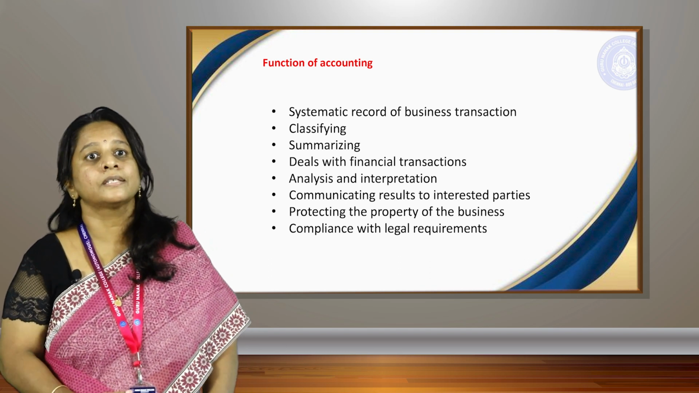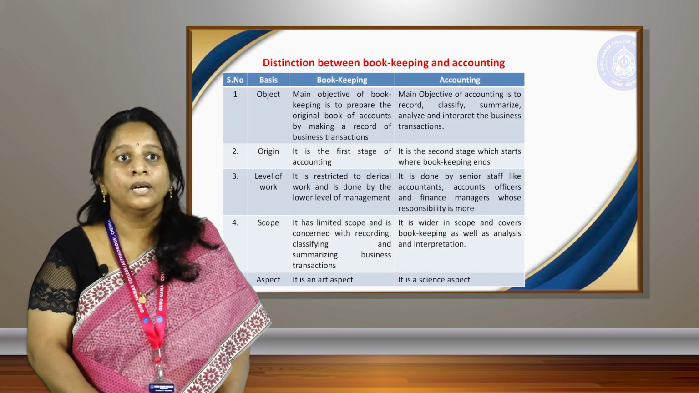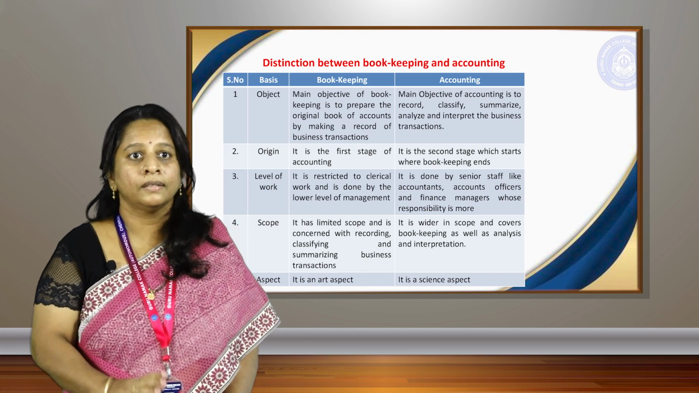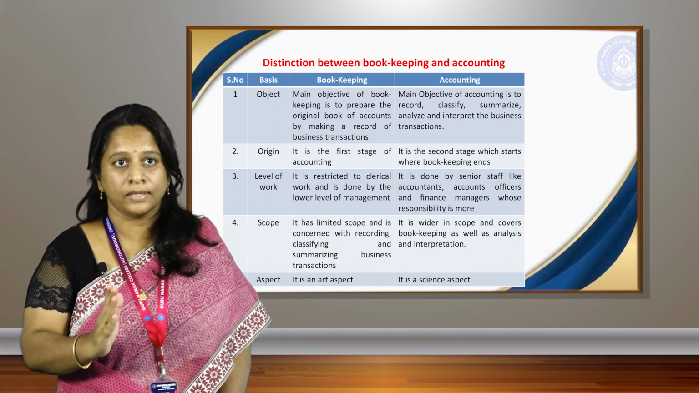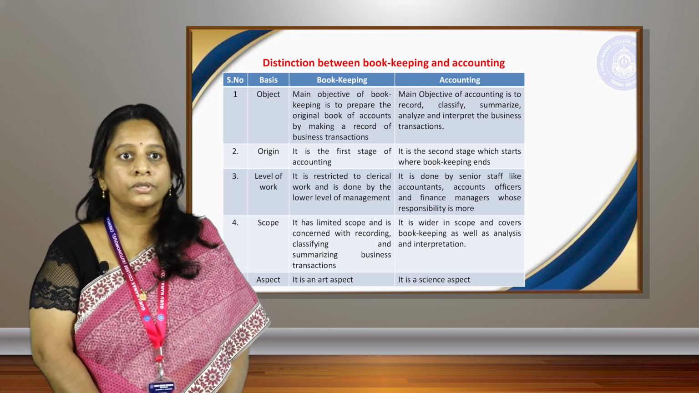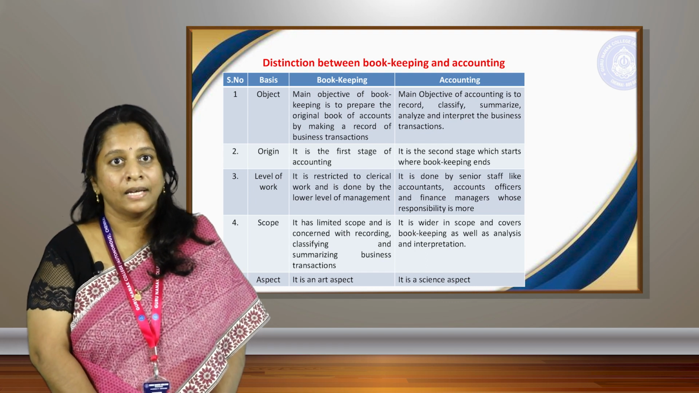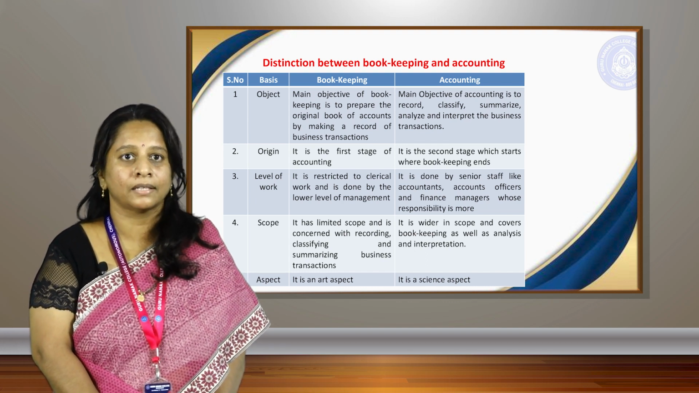The last slide of our today's session is distinguishing between bookkeeping and accounting. The main object is basically to keep the record of transactions under bookkeeping. In accounting, it analyzes and interprets. Origin: bookkeeping is the first stage of accounting. It is where bookkeeping ends. The second stage is where bookkeeping ends and accounting starts.